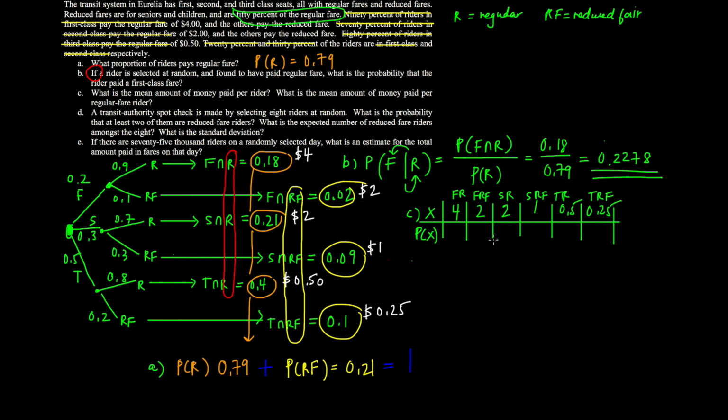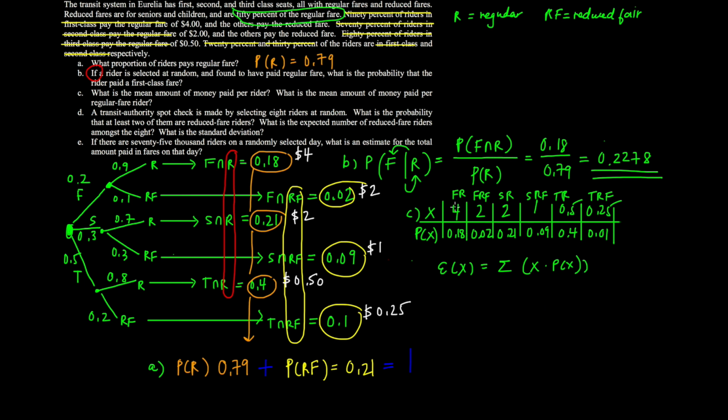So to each one of these, you're going to assign its given probability. So this is 0.18, 0.02, 0.21, 0.09, 0.4, and 0.01. And then this is fairly straightforward. You guys remember that in the discrete chapter, to solve for the expected value, we simply take the sum of each outcome times its given probability, and we add them all up.